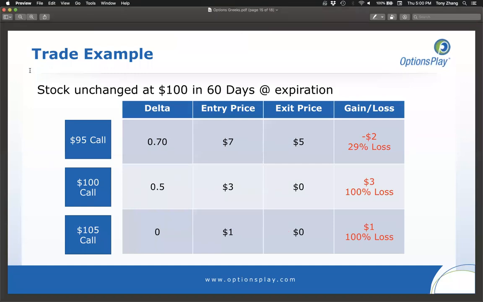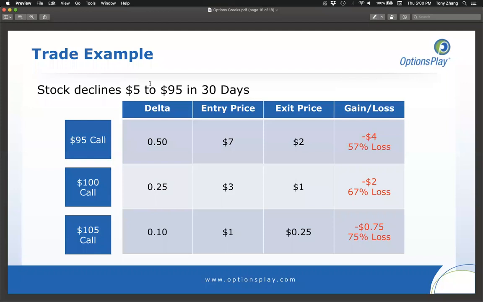And lastly, what happens if the stock declines $5 in 30 days? So now the deltas will decrease, right? So originally it was 0.75, it's decreased to 0.5. The 0.5s will decrease to 2.5, and the 2.5s will decrease to 10 delta. So here, there's actually a $5 loss, I apologize, versus a $2 loss versus a 75-cent loss.